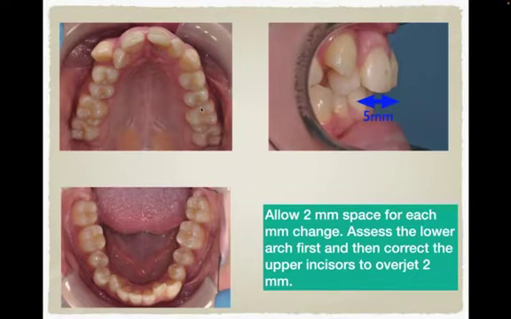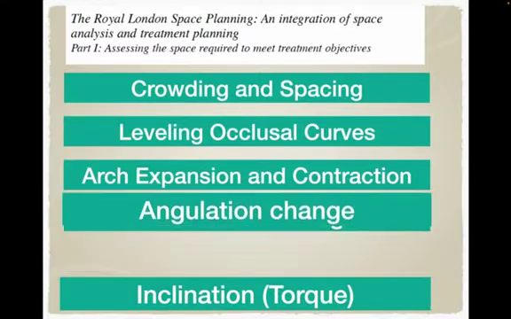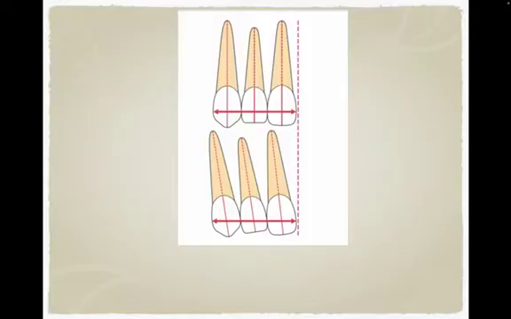which requires only 2 millimeter of space in the upper arch. So whenever we plan the overjet, we need to plan the lower arch first, and then we plan the upper arch around the lower arch to measure the amount of retraction that we need. Then we talk about the angulation changes.